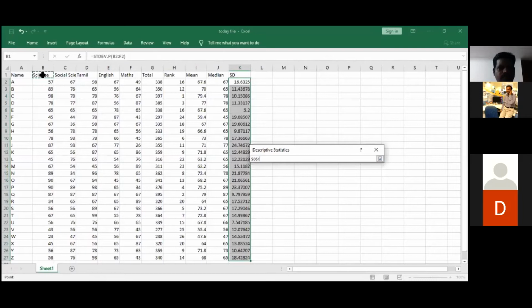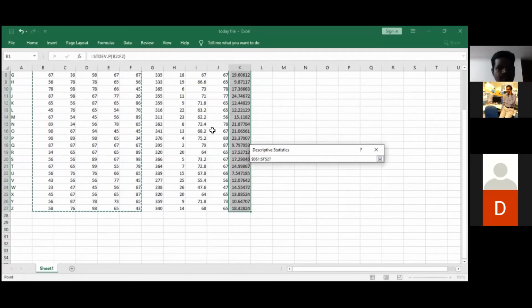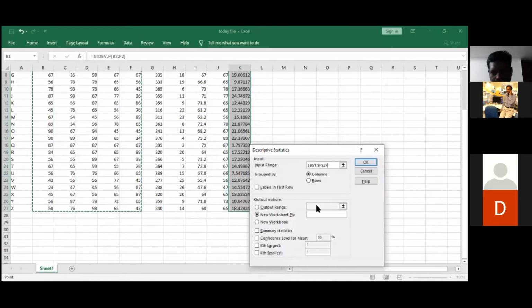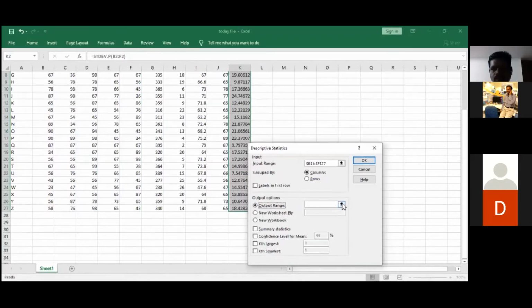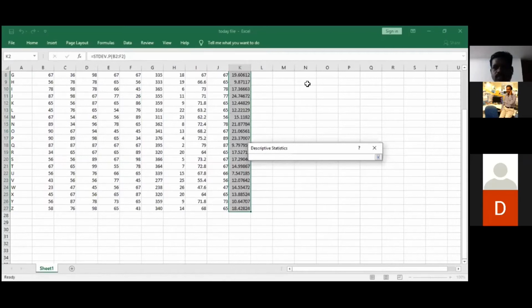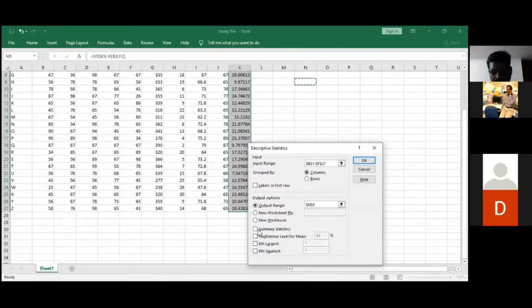I select the five subjects' marks as the input range. Then the output range. I am selecting N9 for the output range. Then click on Summary Statistics, then click OK.